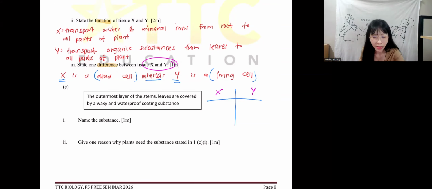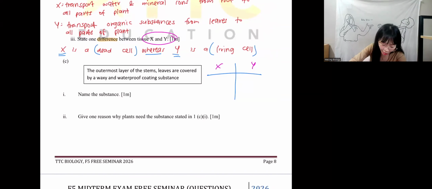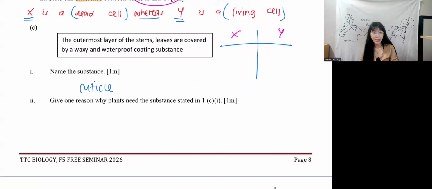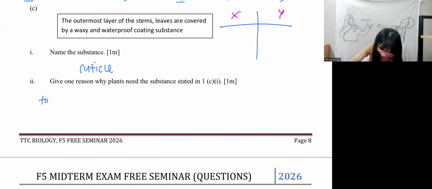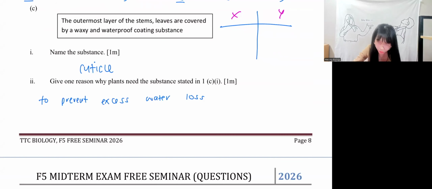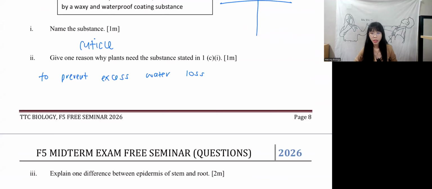The outermost layer of the stem and leaf are covered by a waxy layer and waterproof coating. Name the substance. The substance is called cuticle. Very good. Give a reason why the plant needs this substance. To prevent excess water loss of the plant. Correct. To prevent excess water loss. Can you write waterproof layer? Cannot, because it's already in the question. They ask you to name it. So that's why you say cuticle.